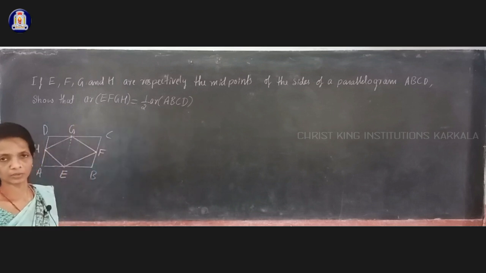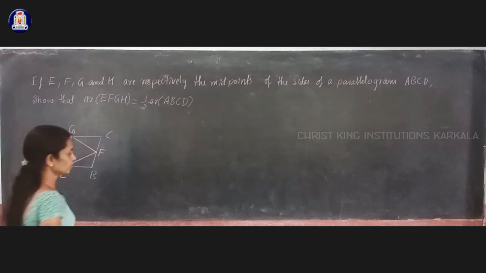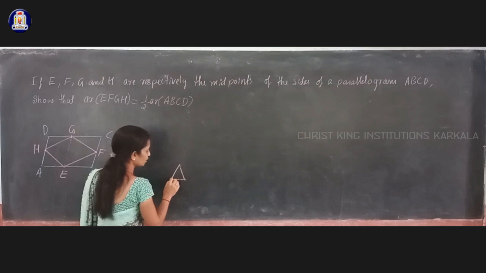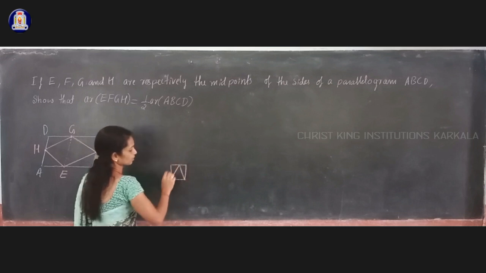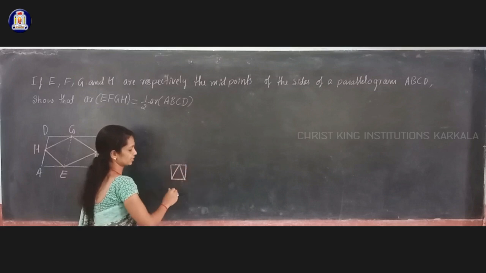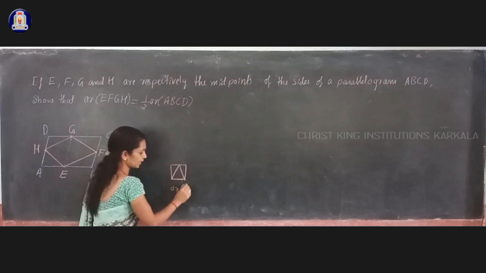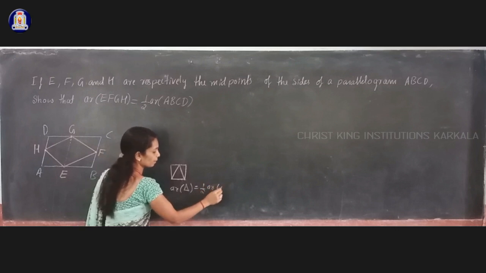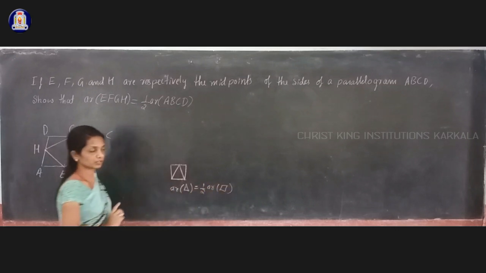And here you have to use the concept that if you have a triangle and a parallelogram which are on the same base, and between the same parallels, then the area of the triangle is half the area of the parallelogram. This one you have to use now, okay.